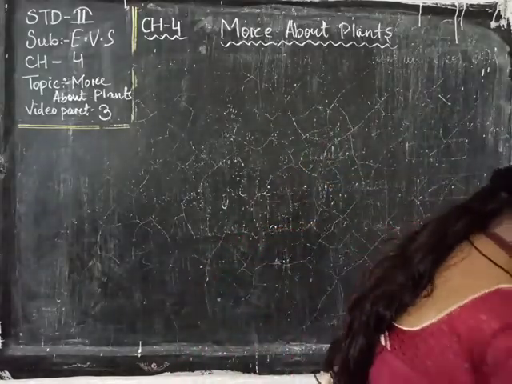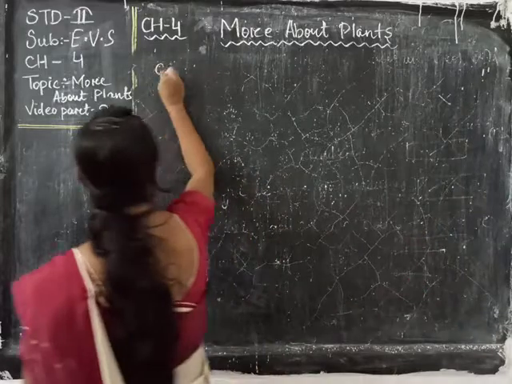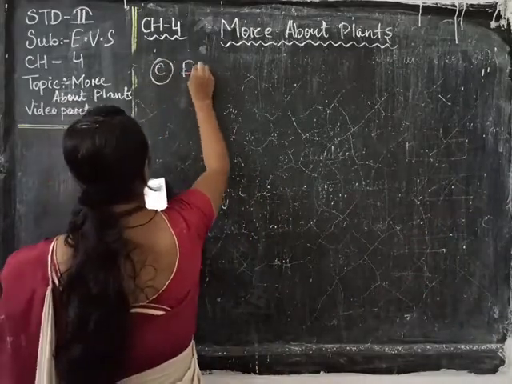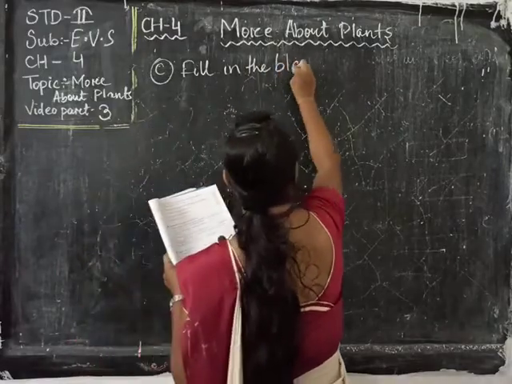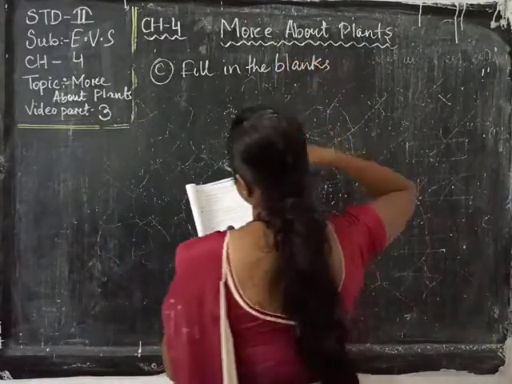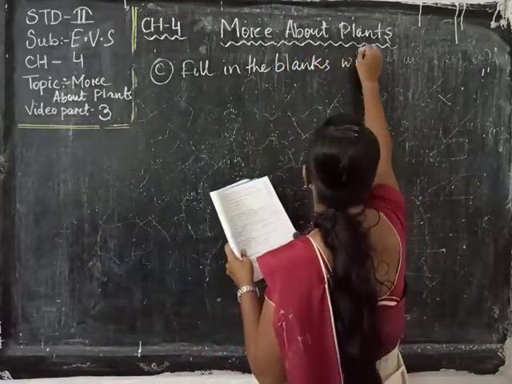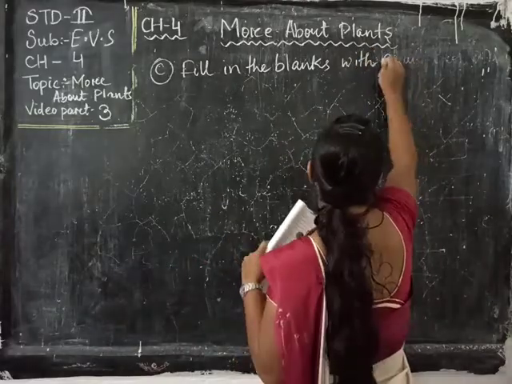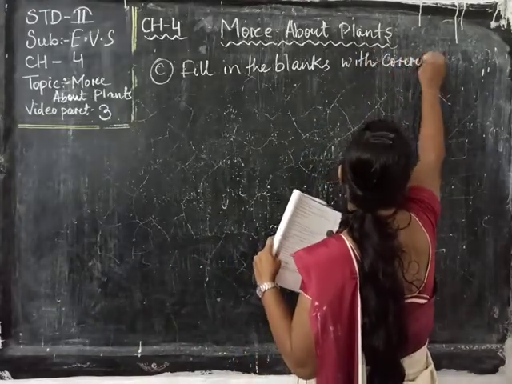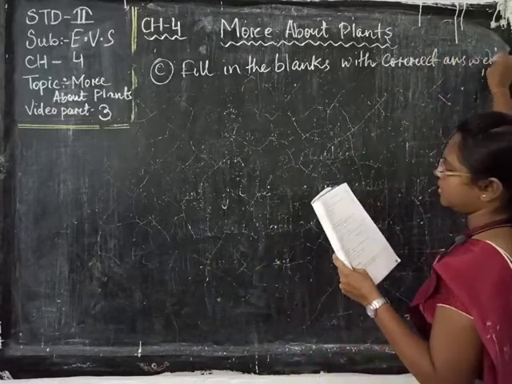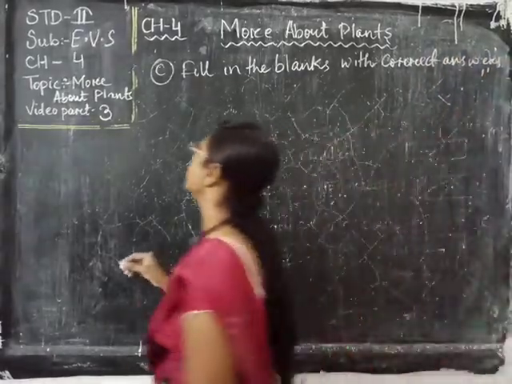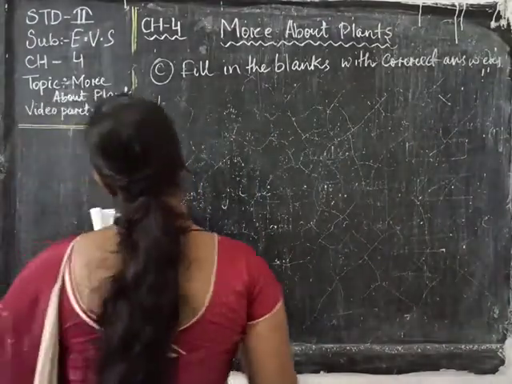Next question is number C. Fill in the blanks with the correct answer. As the options are also given to you, I will not write the options, because they are in your book. So let me discuss it first.